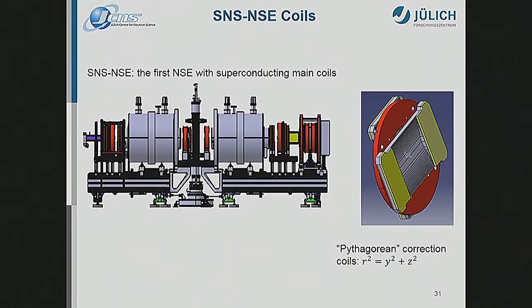As I said, this is the first spin echo that was built with superconducting coils. So what you really see is not the coils, but the cryostats, and the coils are inside. And we use six correction coils, three in each spectrometer arm, which are called Pythagorean correction coils. Basically, they have two separate sheets of current distribution, one in the vertical and one in the horizontal plane, combining to this R-squared type current distribution that you want in order to correct for the inhomogeneities in the magnetic field.